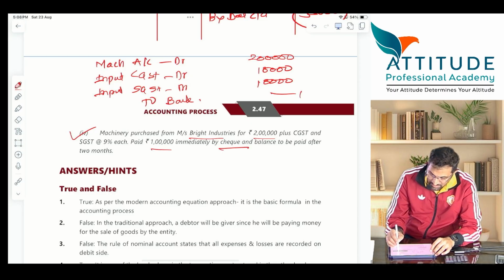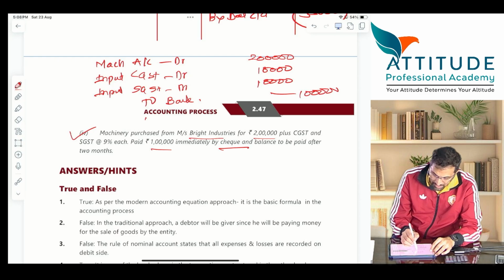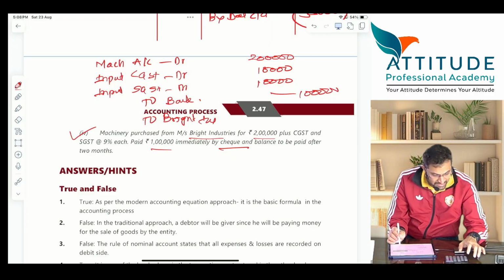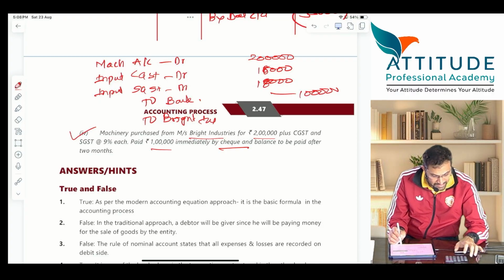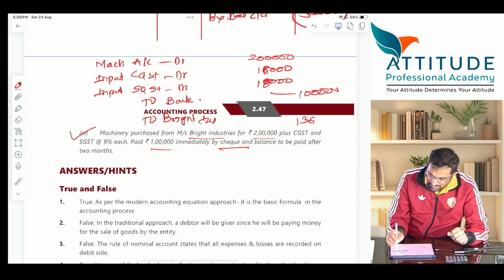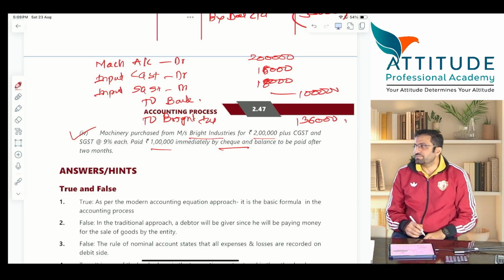And payable to Bright Industries. How much do we have to pay Bright Industries? It was 2,36,000, right? The 18 is here, right? So payable was 2,36,000 minus 1 lakh. How much will it come to? 1,36,000 payable. Clear?